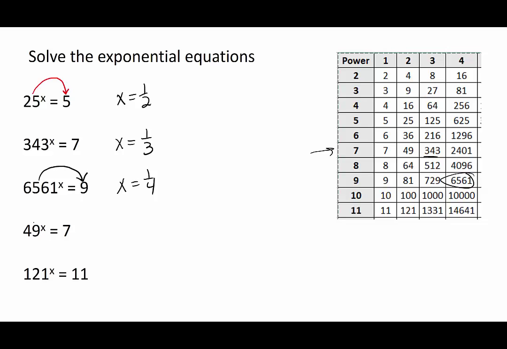What exponent makes 49 into 7? Well, that's the square root, so that's the exponent of 1/2. What exponent makes 121 into 11? We recognize the square root again, so that's an exponent of 1/2.